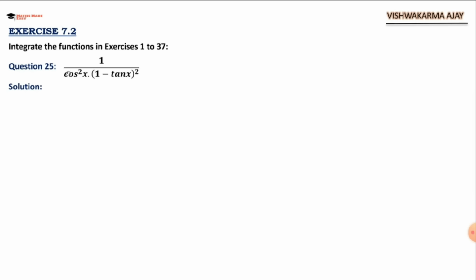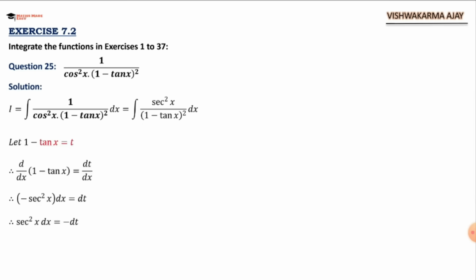25. 1 upon cos square x times 1 minus tan x whole square. What we can do here is 1 upon cos square x can be written as sec square x. Sec will go up, and we all know that derivative of tan x is sec square x. So this is going to help us. I'm going to take 1 minus tan x as t. 1 minus tan x is equal to t. Derivative of 1 minus tan x is equal to dt upon dx. Derivative of 1 is 0 and minus is as it is, tan x is sec square x. So I have sec square x dx is equal to minus dt.